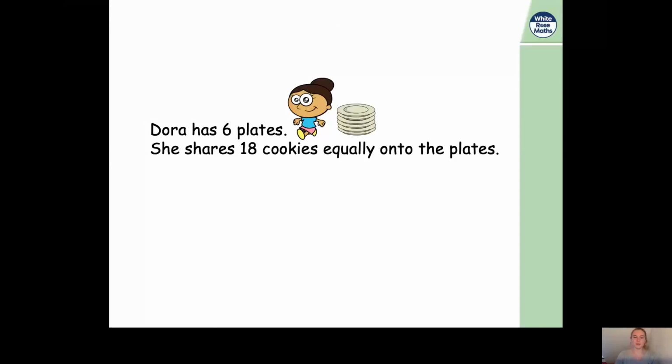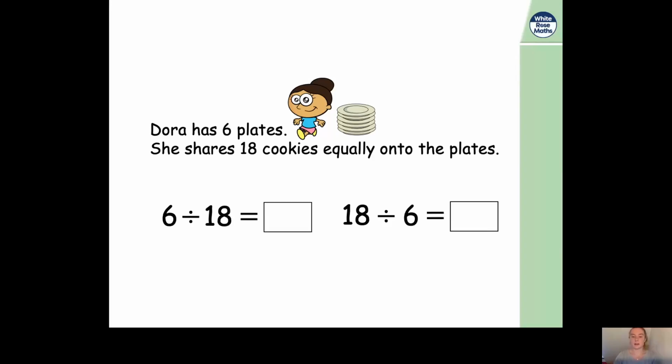Now, Dora has 6 plates and she shares 18 cookies equally onto the plates. So she's written 2 number sentences. She's written 6 divided by 18 and 18 divided by 6. Which division number sentence is correct? Pause the video and have a think.